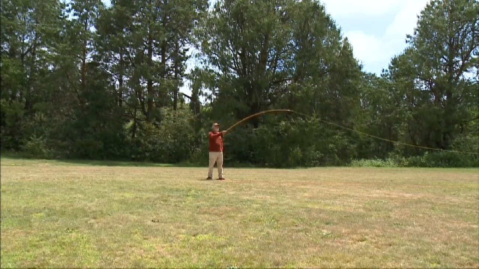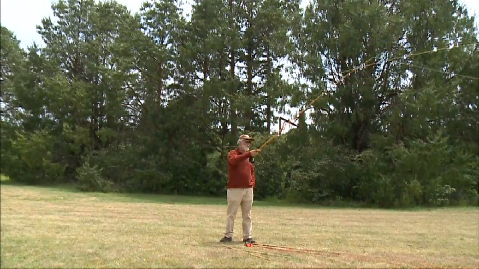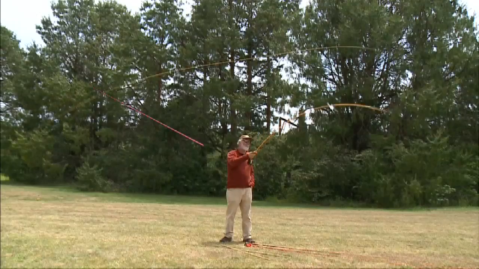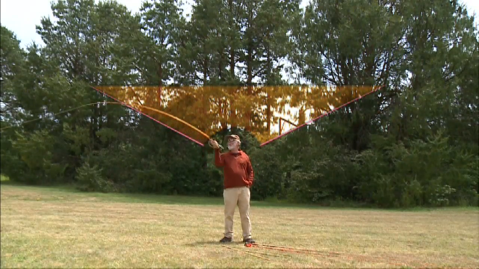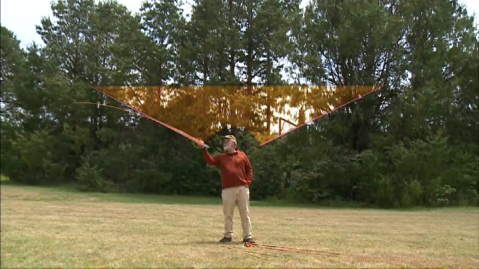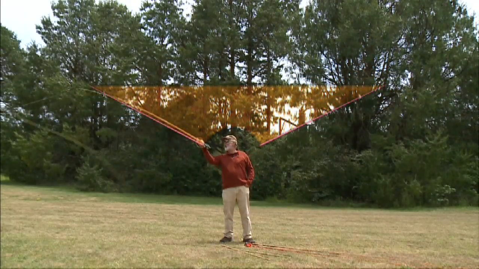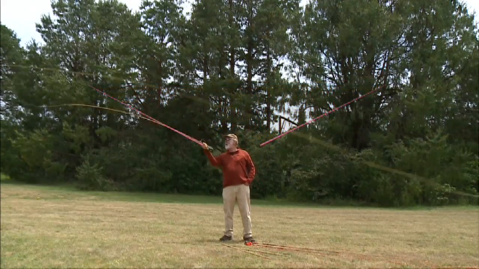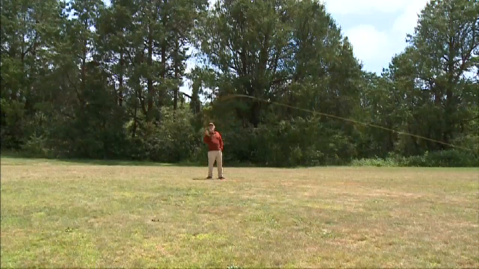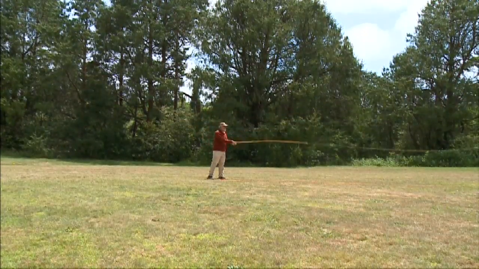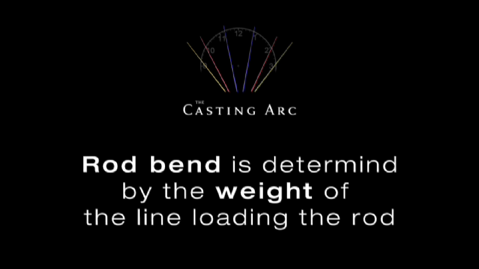Let me tell you, you have to concentrate with this setup. An enormous amount of bend in it. And in order to keep the tip of the rod traveling in a straight line, I have to accelerate it very smoothly, but I have to use a very, very wide arc. Because this rod is bending so much, the straight line path is not going very far above my head. So there we go, the infinitely variable casting arc, and it's determined by how much the rod bends.